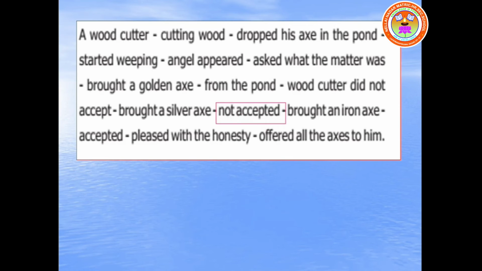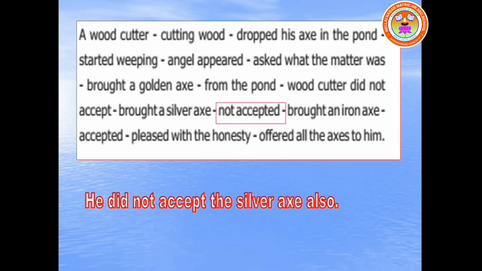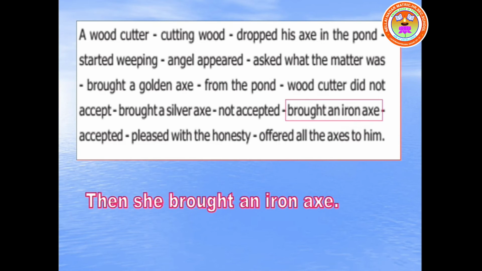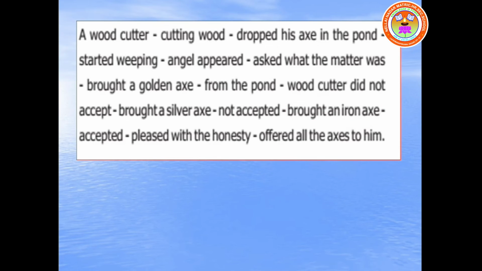The next hint is, not accepted. The next sentence is, he did not accept the silver axe also. The next phrase is, brought an iron axe. The sentence is, then she brought an iron axe. Here we included "then she" to make a sentence.